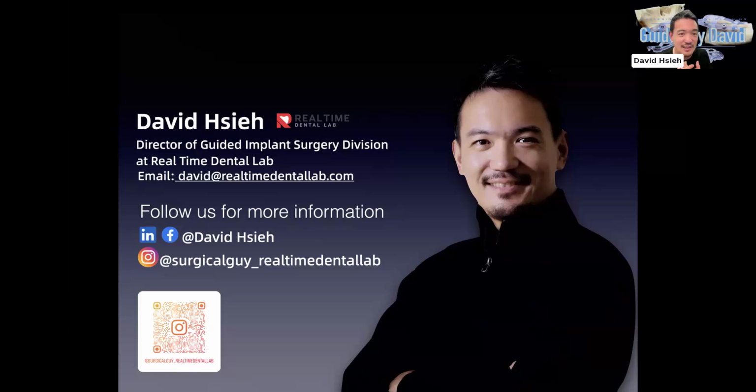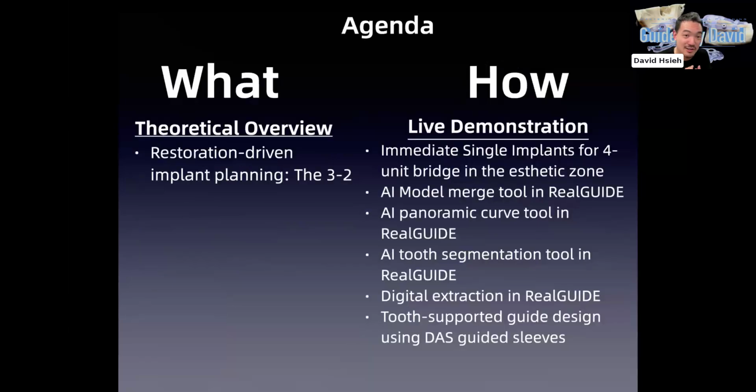So that's a wrap up for today. We talked about the restoration driven implant planning, the 3-2 rule, right? Then we talked about the single immediate implant for 4 unit bridge, AI model, AI panoramic, AI tooth, AI boom, and there are more AI tools coming out. So stay tuned for that.